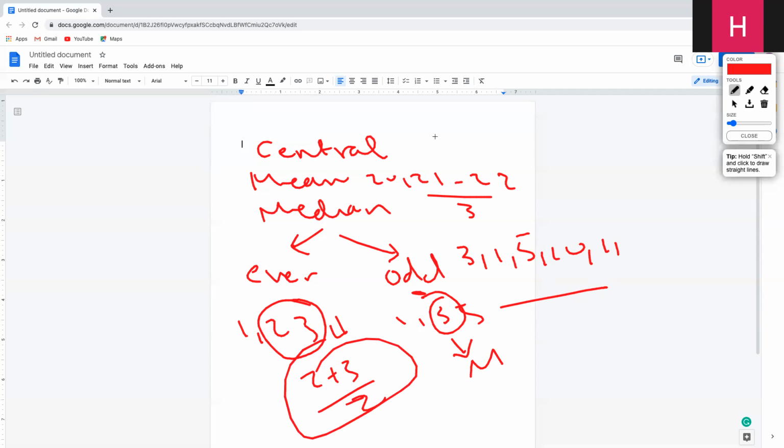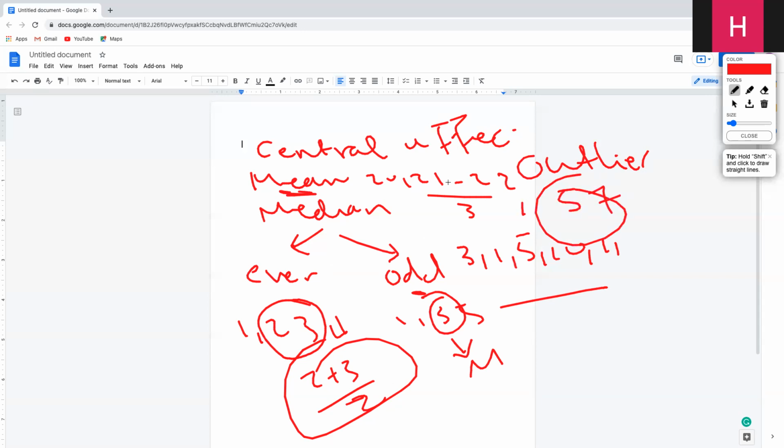And another way to look at the concept: both of these get affected by the outlier. If I'm measuring the mean of this data, and then I have another value which was 57, when I calculate the mean, this outlier will affect the mean. Same thing with the median, the outlier can affect the median. The only one that is not affected by the outlier is the mode.